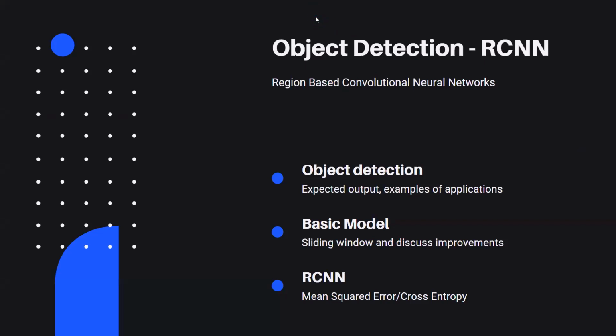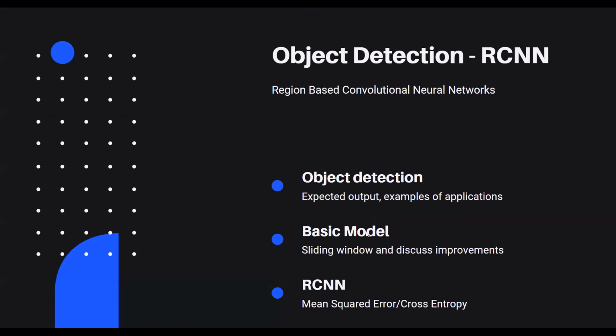So RCNN is just a name called region-based convolutional neural networks, and the name already describes the whole algorithm, right? So hopefully I would let you guys describe this algorithm once we get to it. I'm going to be listening to your suggestions on how we build an object detection model.